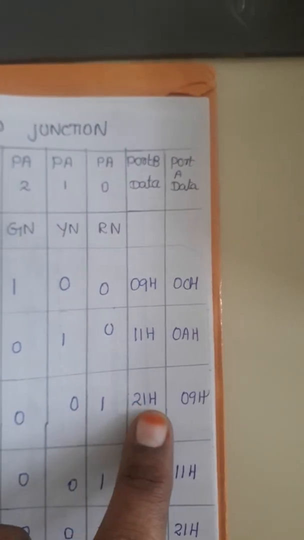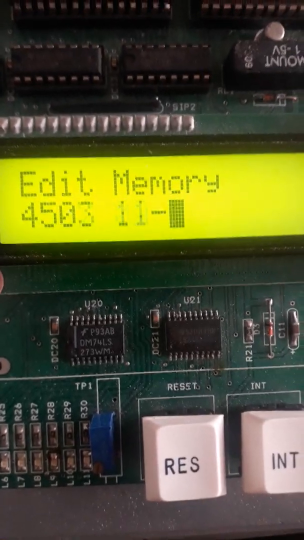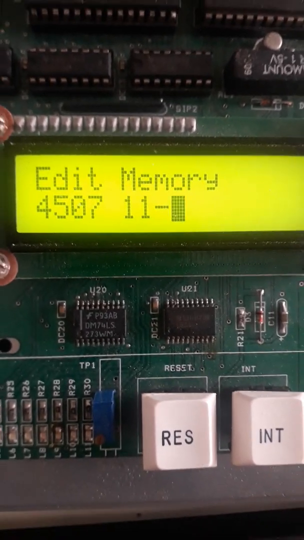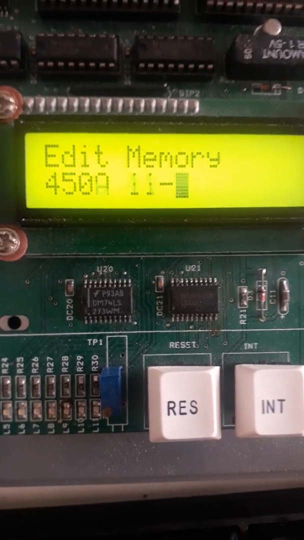In 4500 we are going to give 0C. In 4501, 09. Similarly in 4502, 0A, 4503, 11. In 4504, 09, 4505, 21. Similarly we have to enter these 16 sequences. See, here I have already entered those sequences: 0C, 09, 0A, 11, 09, 21, 11, 11, 21, 09, 11, 0A.